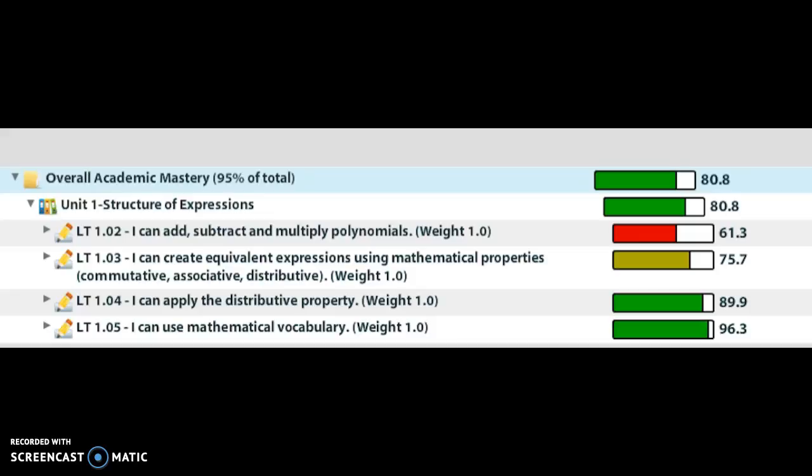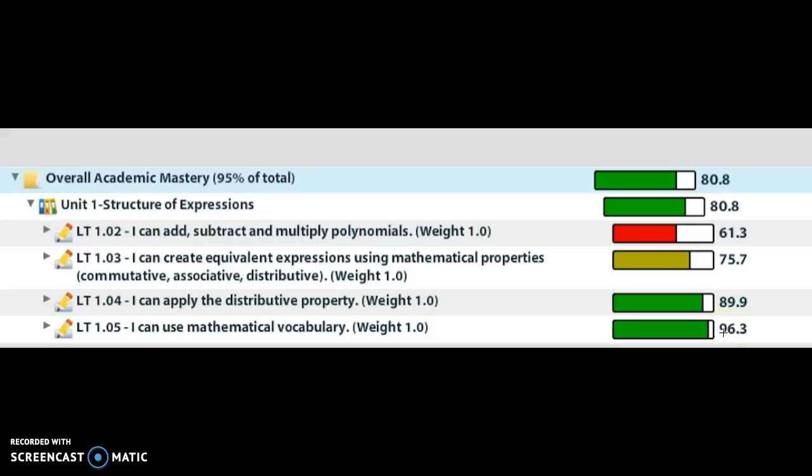Okay. Because obviously this student doesn't need to retake an entire unit assessment. They've already shown mastery in 2 of the 4 learning targets, and they've shown close to mastery in the 3rd one. The only one they really need to show mastery on is this learning target 1.02. So I'm going to give them a test that is just on learning target 1.02. I don't need to give them assessments on these other 3.